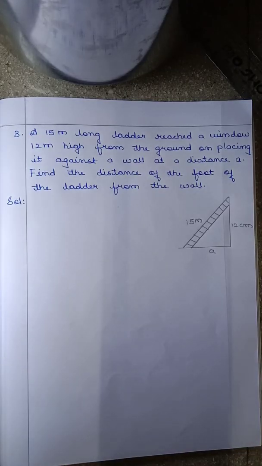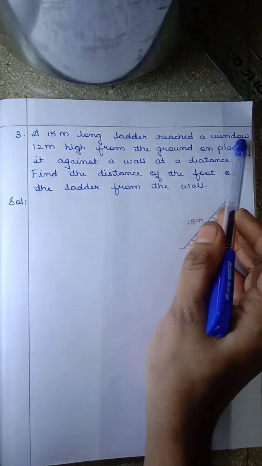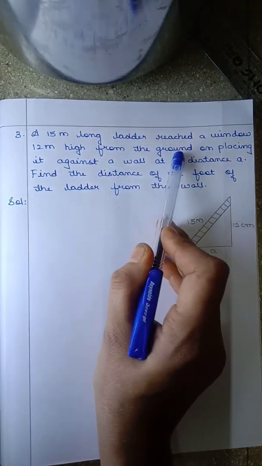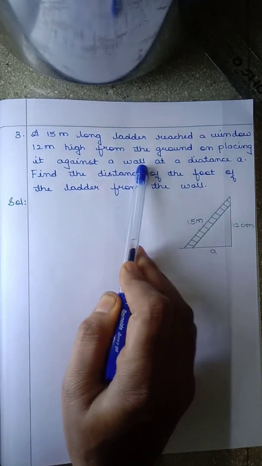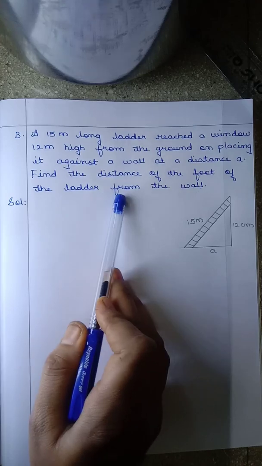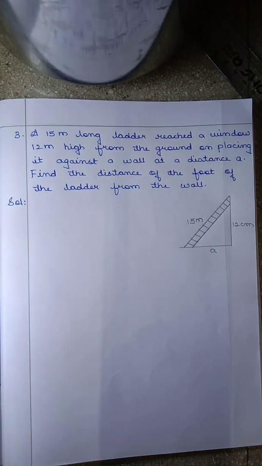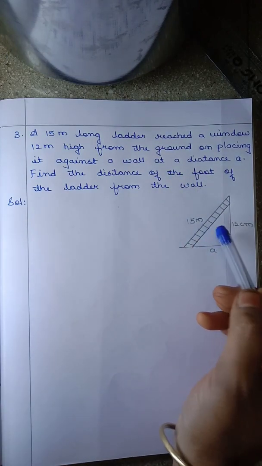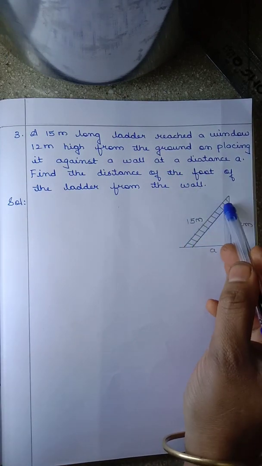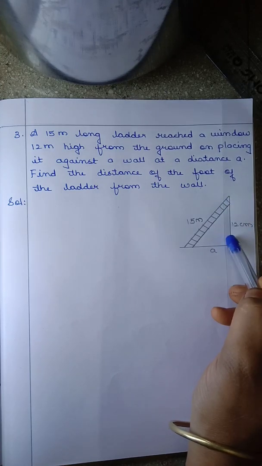Now let's come to the third question. A 15-meter long ladder reached a window 12 meter high from the ground on placing it against a wall at a distance A. Find the distance of the foot of the ladder from the wall. The figure is also given with the question in the textbook, children. This is the ladder, you can see. It is placed against a wall. This is the wall.